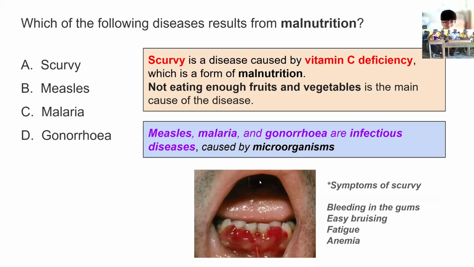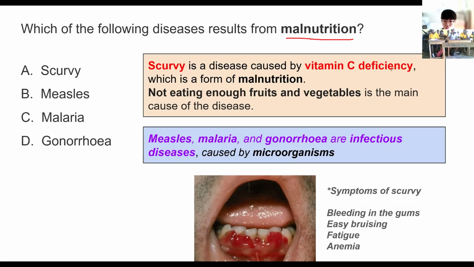So, let's look at this next question, and this is about more deficiency. Which of the following diseases results from malnutrition? Talking about malnutrition, what do you think this is? Oh, yes. If you said A, that's correct.